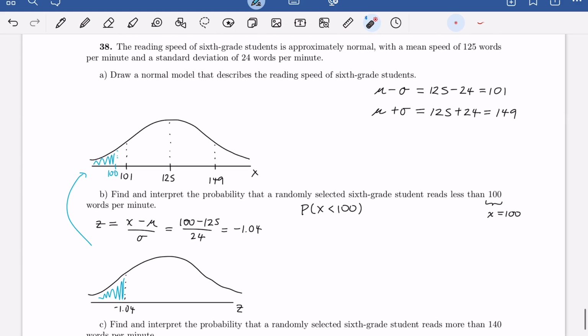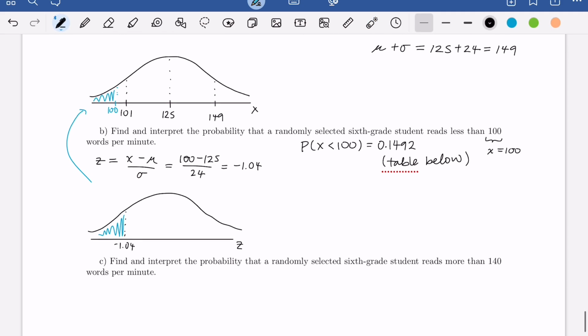Okay, so this is our normal curve and this is our standard normal curve. So our area under the curve is given by this 0.1492 that we got from the table below. And that area is the probability that this random variable x is going to be less than 100. So that is the probability that a randomly selected sixth grade student reads less than 100 words per minute. Okay, so that's what's happening with the standard normal distribution here.